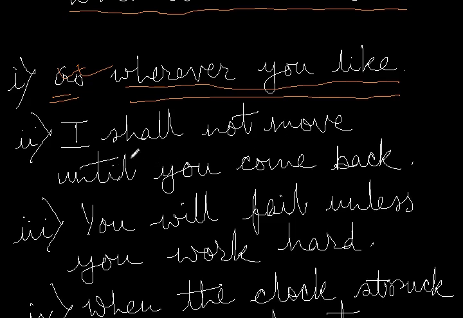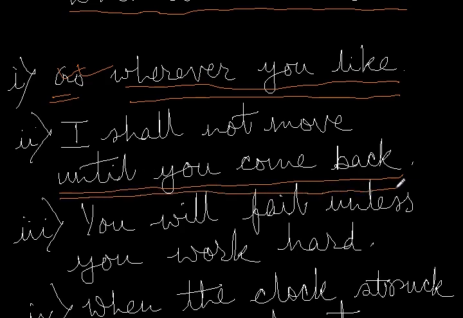Sentence number 2 tells us, I shall not move until you come back. I shall not move till when? Until you come back. Again, until you come back modifies the verb of the sentence, and it has got its own subject and predicate and is therefore an adverb clause.